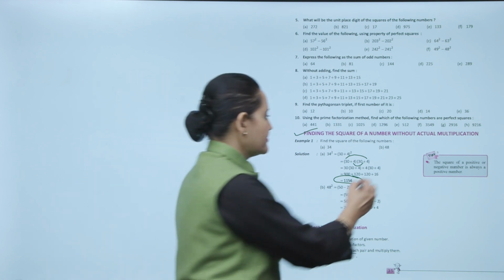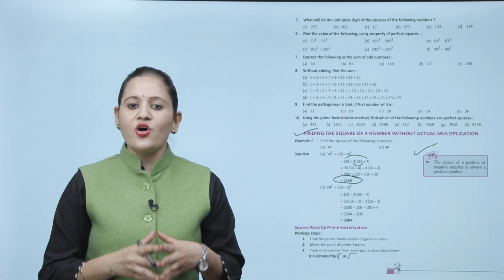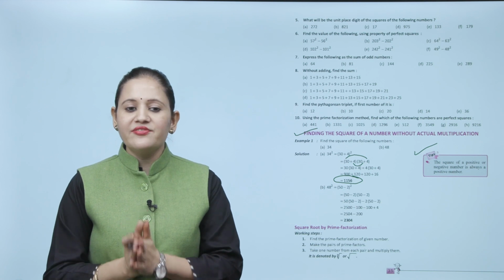Tips. The square of a positive or negative number is always a positive number.